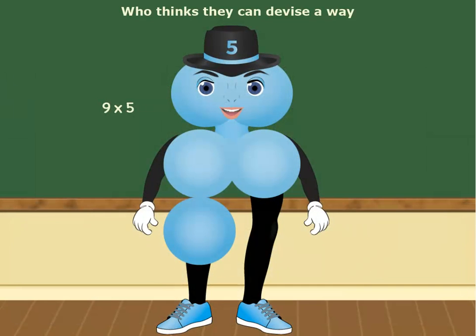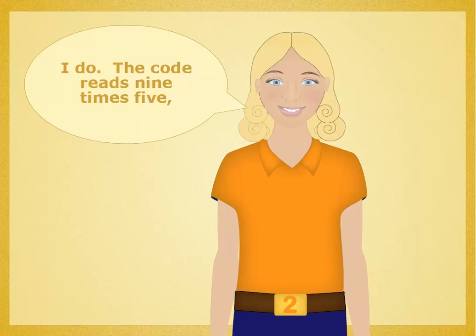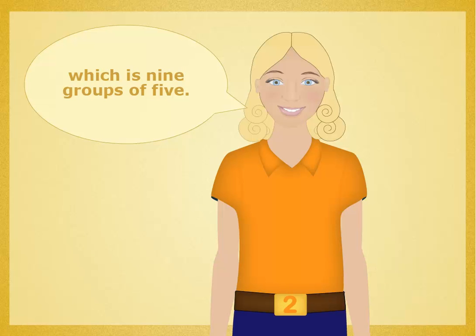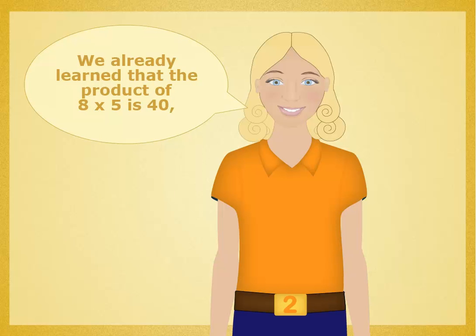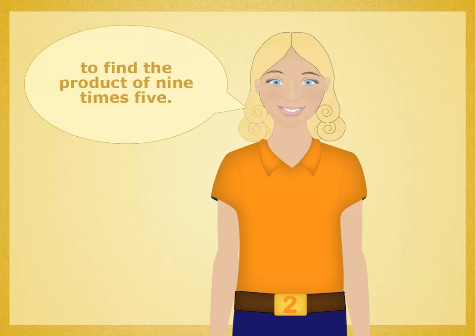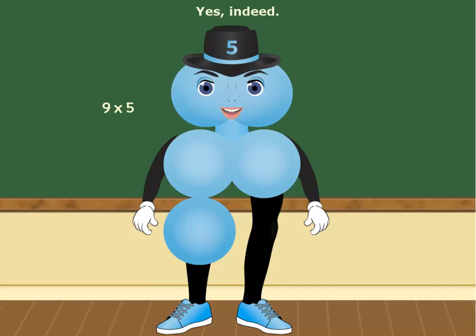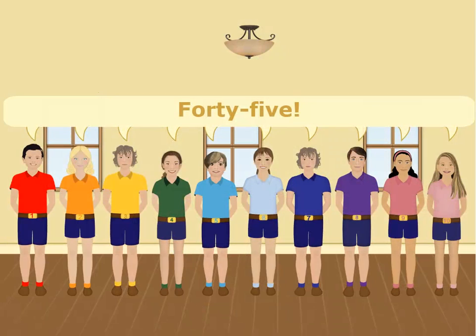Who thinks they can devise a way to quickly find a product for this fact? I do. The code reads 9 times 5, which is 9 groups of 5. We already learned that the product of 8 times 5 is 40, so we can just add one more group of 5 to 40 to find the product of 9 times 5. Yes, indeed. And what is 40 plus 5, recruits? 45.